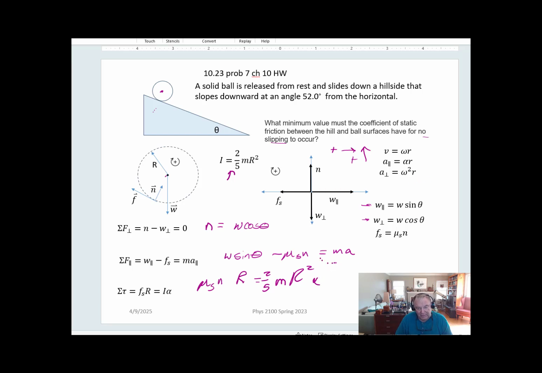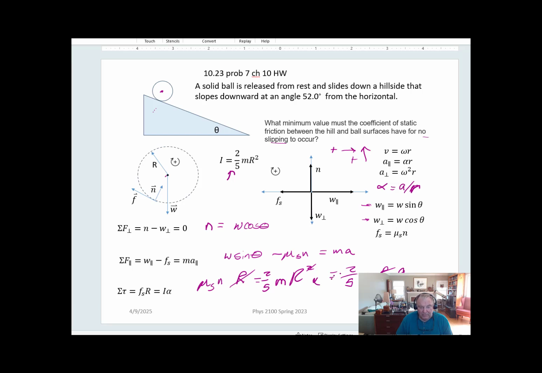And we notice that now we have unknowns, right? We want to get rid of them so we can reduce it to one unknown. First of all, we can cancel that. And so we can substitute in an expression for alpha. Alpha is going to equal a divided by little r, but down here, of course, it'll become big R, equals 2/5 m r times a over r. So the r's cancel out. That's nice.